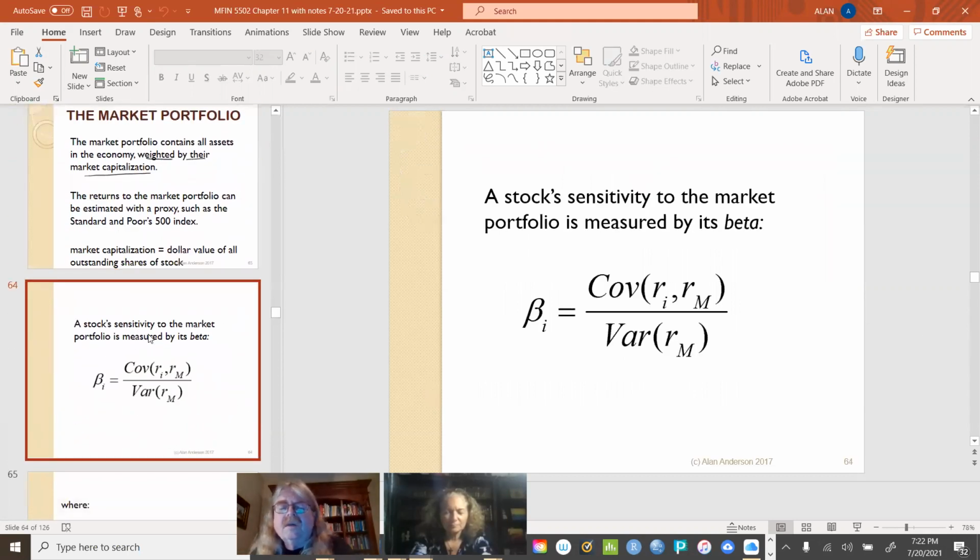So the beta, the risk measure I mentioned earlier, the technical definition, and we don't have to worry about the stats here, I just want you to see this. The beta represents the covariance of the returns to a stock and the market portfolio divided by the variance, or risk, of the market portfolio. That's what we're actually calculating when we determine a stock's beta.